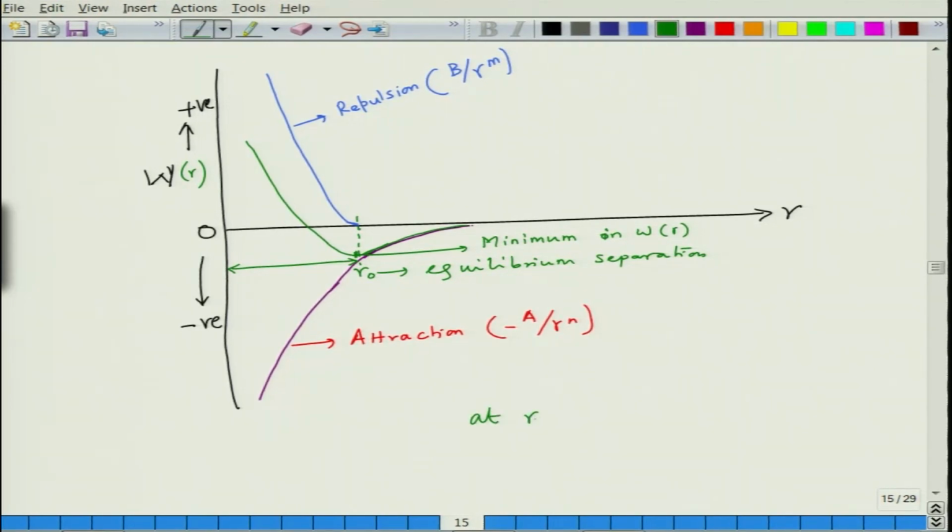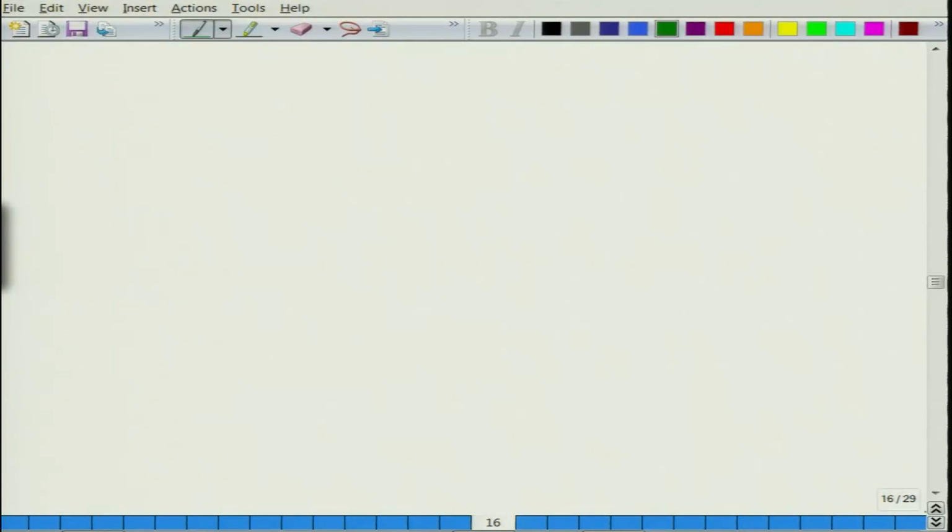So, at r equal to r naught, W(r) shows a minima. What does it mean? The derivative of W(r), which is del W by del r, is proportional to force. So, where you have a minima, the derivative will be equal to 0, which means the force at that point is equal to 0. That is the point at which repulsive and attractive forces counterbalance each other. Okay, so one can derive the force.